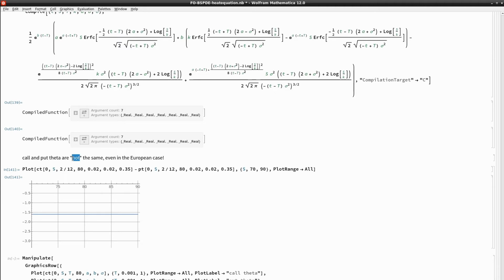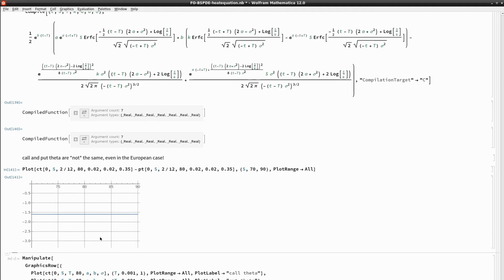So let's plot them, and we see that call and put theta are not the same, even in the European case, right? That is because the difference here is an interest rate argument, because buying the stock means you get the asset, but you lose the money, and when you lose the money, you can't earn interest on it. When you sell the stock, you lose the asset, but you get the money back, and when you have money that comes in, you can put it in a bank and earn interest. There's no interest on the stock, there is interest on cash.